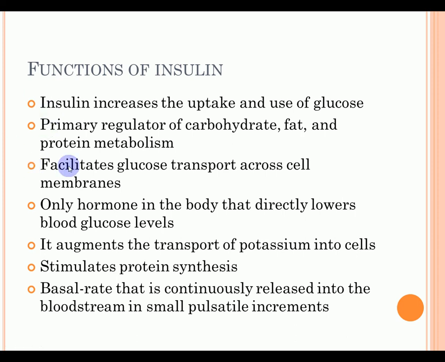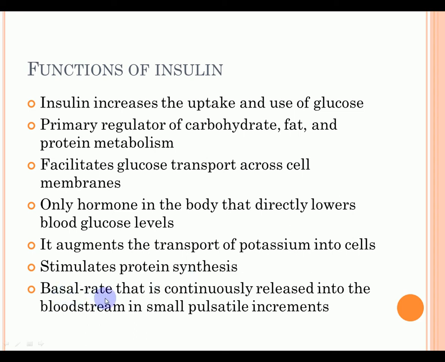Again, it's the only hormone in the body directly that lowers blood glucose levels. It augments the transport of potassium into cells. That is a huge one to remember, especially when someone goes into DKA, which we'll be talking about later. It stimulates protein synthesis, and it has a basal rate.